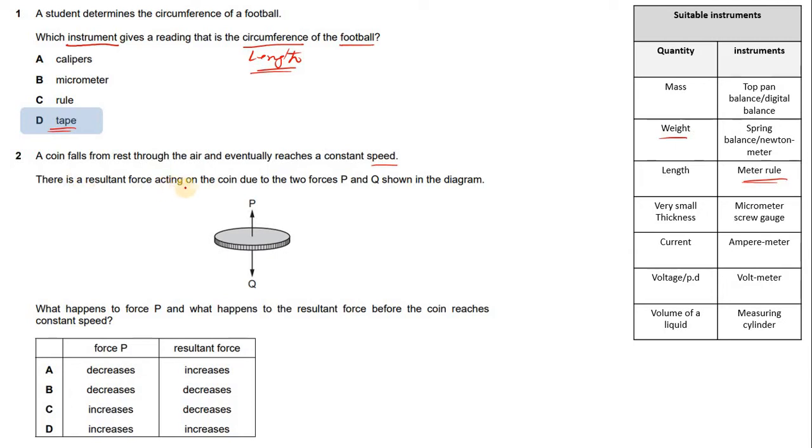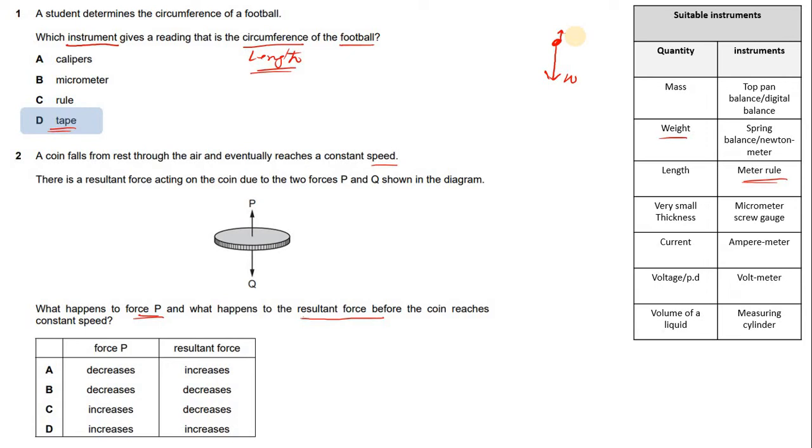A coin falls from rest through the air and eventually reaches a constant speed. There is a resultant force acting on the coin due to the two forces P and Q shown in the diagram. These are the two forces acting when the coin is falling. P is acting upward, Q is acting downward. What happens to the force P and what happens to the resultant force before the coin reaches the terminal velocity, or a constant speed? Remember, when an object starts falling, it experiences a weight W, but a drag force acting upward.